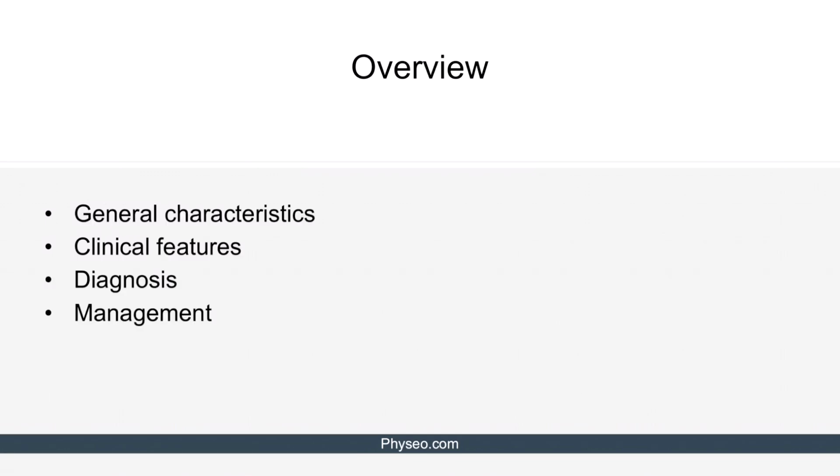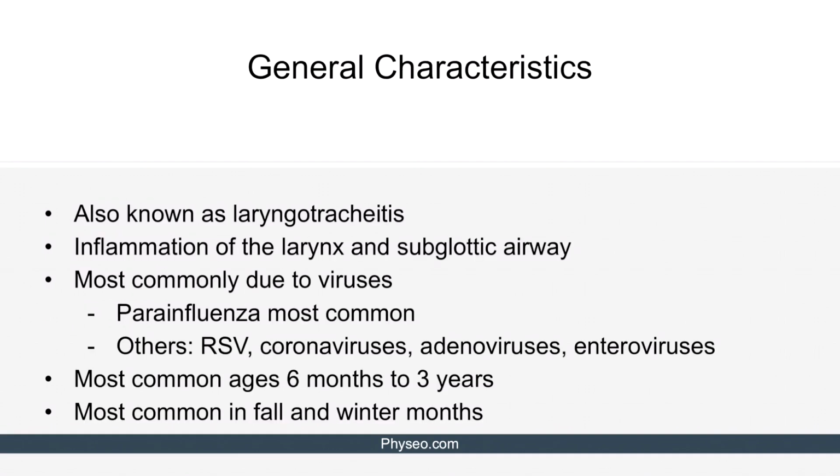Again, here is the sequence of topics in which we'll be discussing croup, beginning with general characteristics. Croup is a respiratory illness that may also be called laryngotracheitis. It results in inflammation of the larynx and subglottic airway. Croup is most commonly due to viruses, with parainfluenza virus being the most common culprit. However, other viruses such as RSV, coronaviruses, adenoviruses, and enteroviruses can also cause croup.